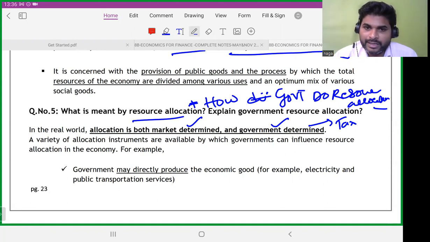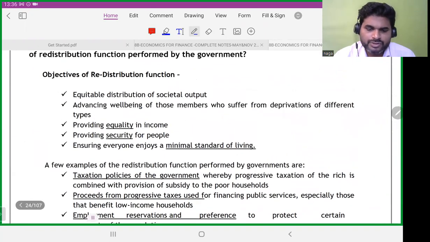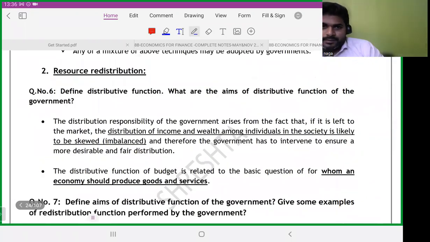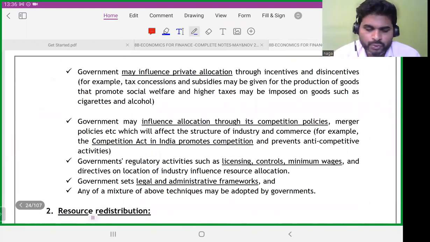A variety of allocation instruments are available with the government. One is government can directly produce things like public transportation services, right? So government can directly do it. They can define the terms for public transportation like metros, rail. So that is the reason railways are not privatized. There was just a discussion started about privatizing railways, but the government would not do that for public transportation. Government may influence private allocation. One is they can directly produce.